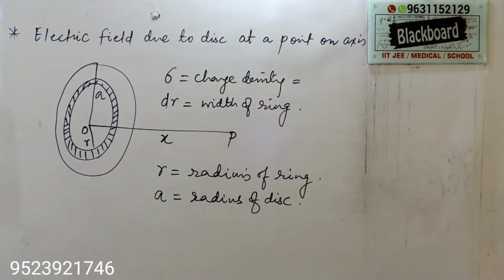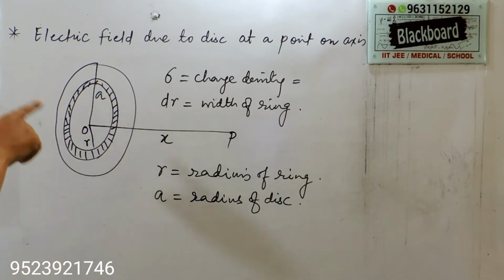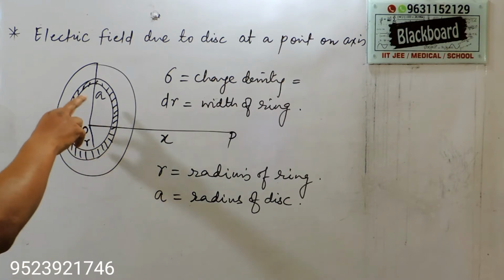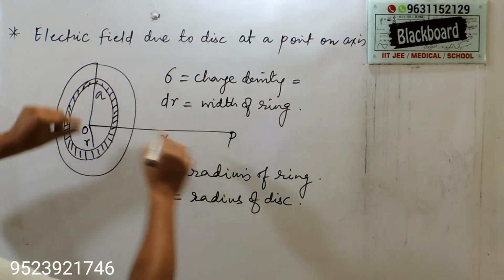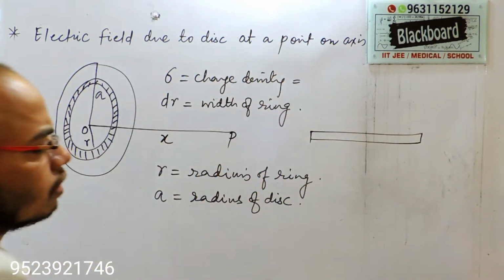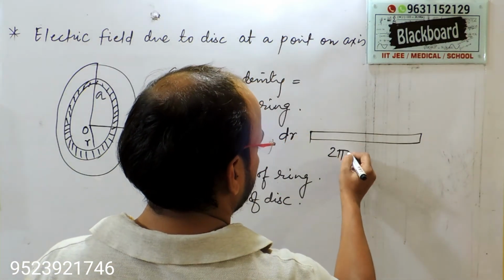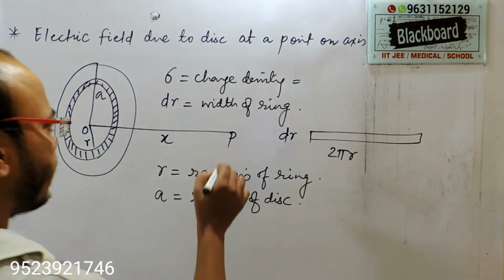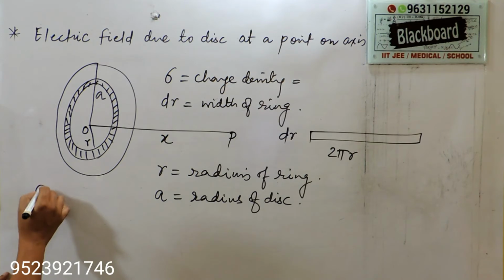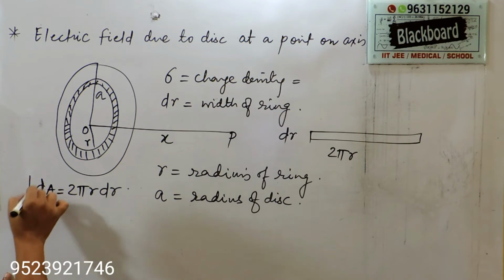Now we can assume this charge distribution as a collection of concentric rings of charge. First you have to find the area of this shaded region. The area of the shaded region will be 2 pi r dr, because if we cut this ring and flatten it, you will get a rectangle whose width is dr and whose length is 2 pi r. That means the area of the shaded portion, dA, is equal to 2 pi r dr.